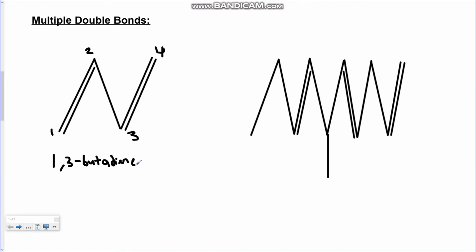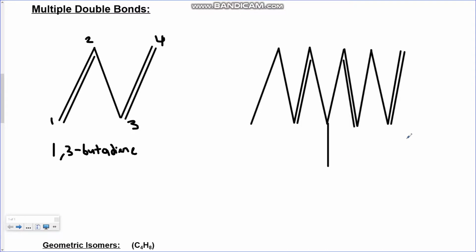Diene. Alright, let's double check. So there's 4 carbons. Yep, we got buta. There's 2 double bonds. Yep, diene. And they're located at the 1st and 3rd carbon. Check. Moving on.